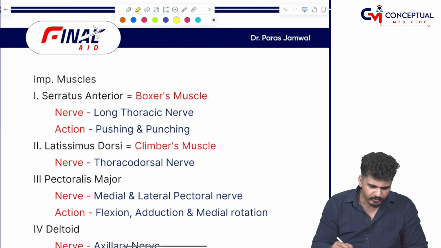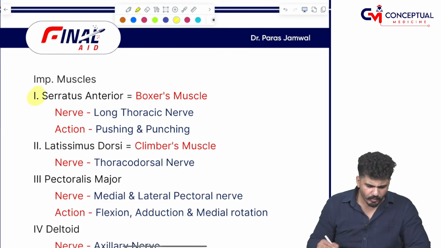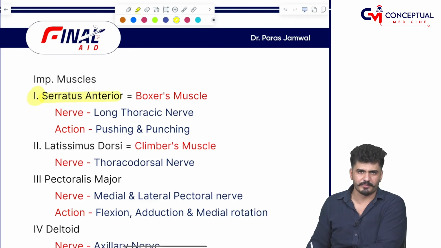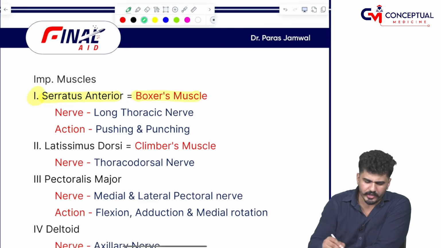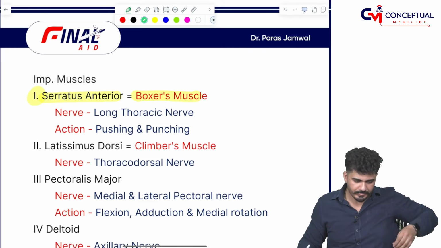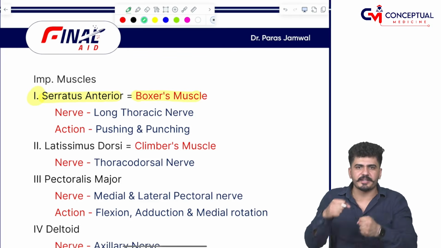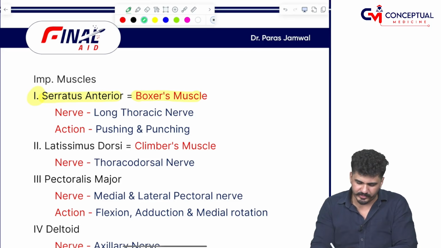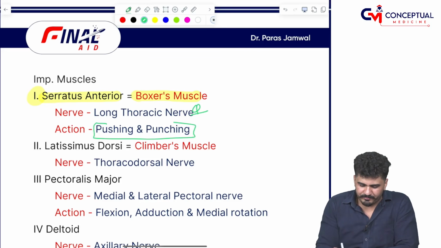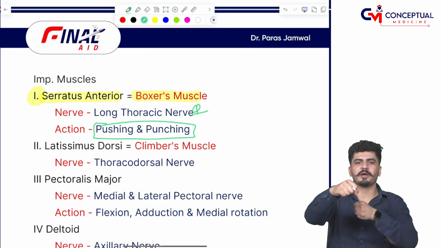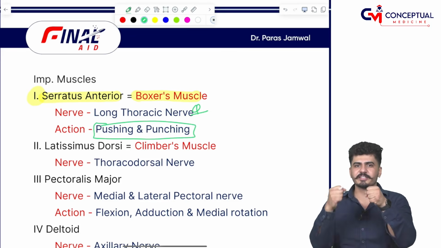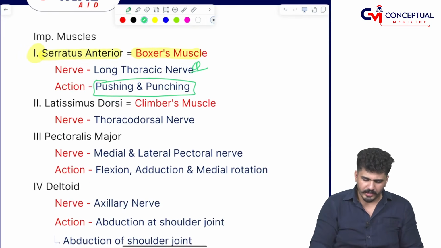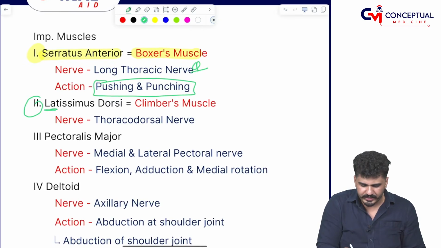Number one muscle, if we have to talk about, my dear friends, serratus anterior. Again, we have talked about serratus anterior. This is nothing but your boxer's muscle. Boxer's muscle, the punching forward. The nerve supplying this is the long thoracic. What is its function? Pushing and punching. So pushing and punching is done by the boxer's muscle. Boxer's muscle is supplied by long thoracic nerve. Done.